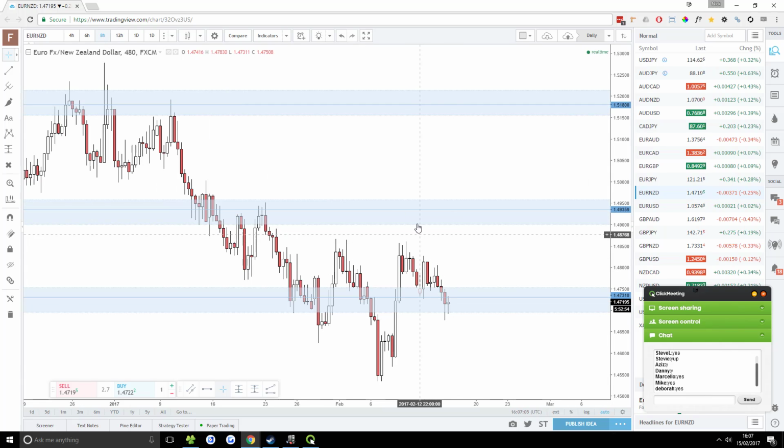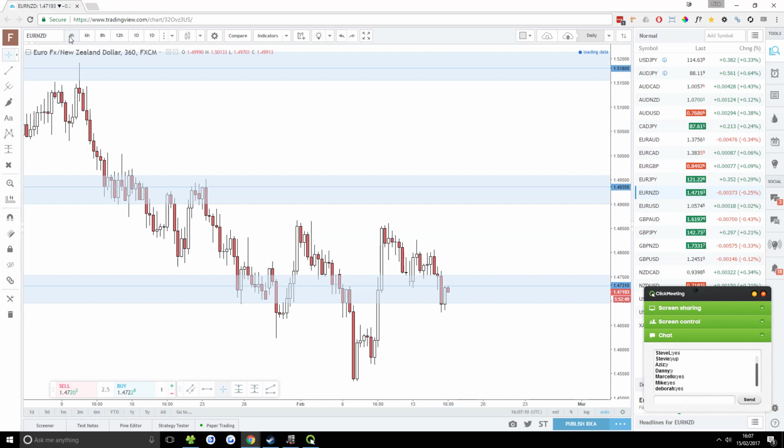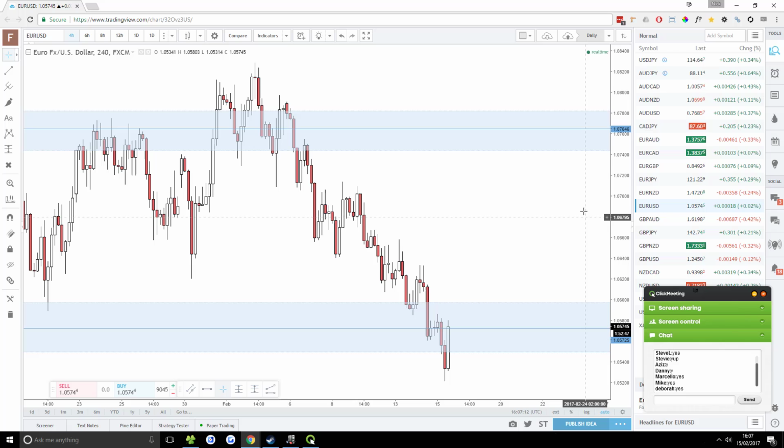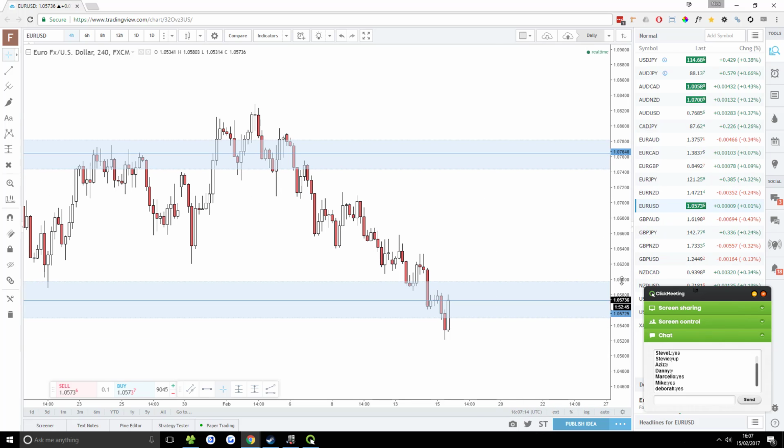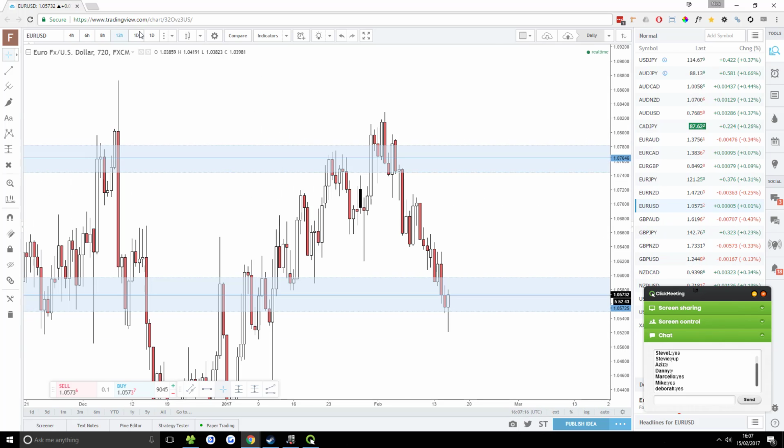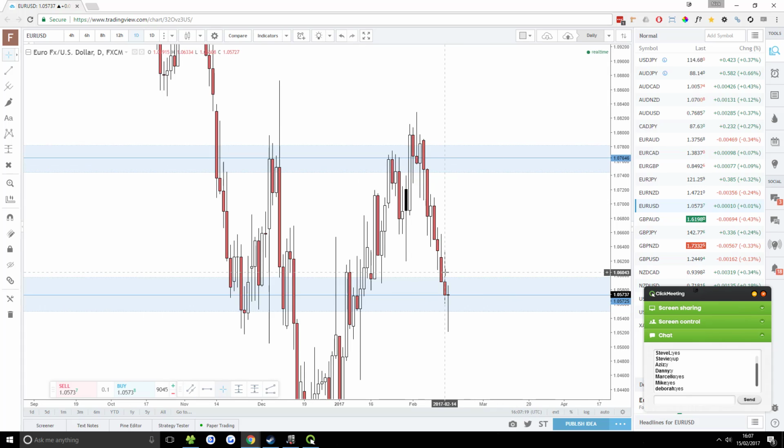Maybe, but nah, there's no way we'd get a good risk to reward ratio there. I can tell just by looking at it, no way. Euro USD. Now, Euro USD is kind of doing some interesting things.